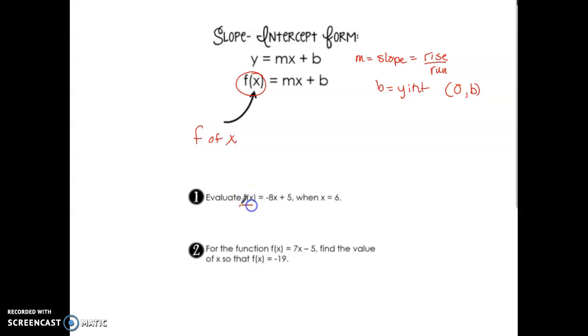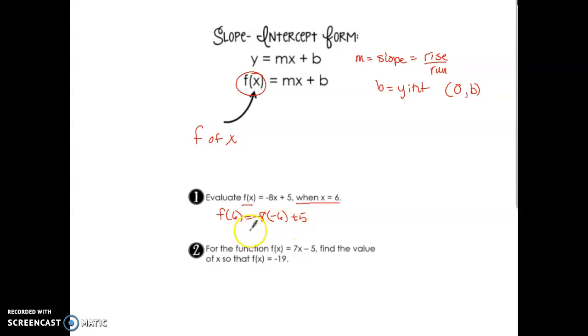Here's how we show it, though. Look at example 1. Evaluate f of x if it is equal to negative 8x plus 5. This should even look like a line for you. M would be negative 8 and b would be plus 5. Okay, they want you to evaluate it when x is equal to 6. So here's how we write this. Instead of x, we're going to replace it using our brackets, 6 every time.